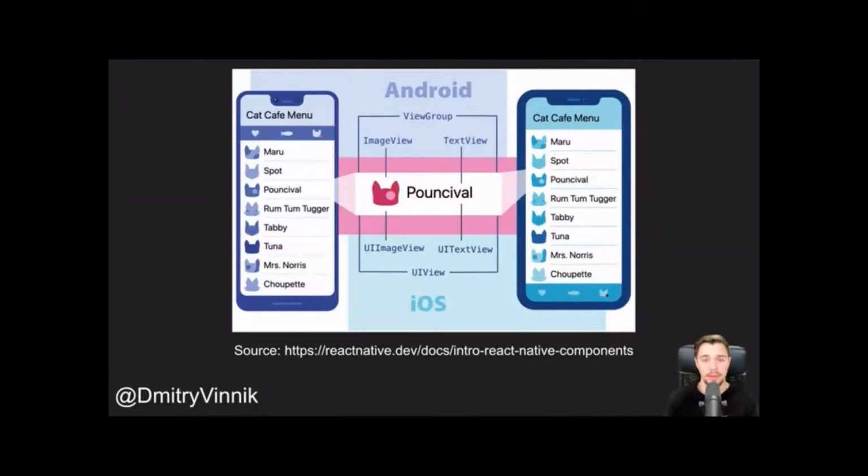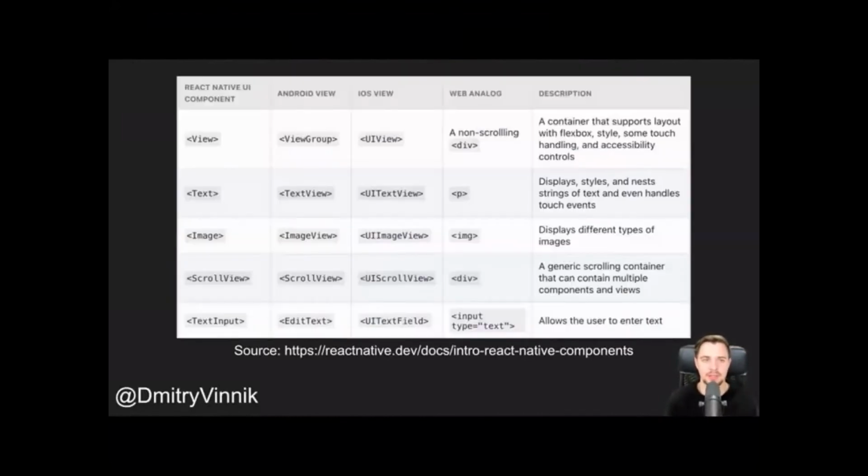Basically, you only write Text, you only write Image, and then it gets converted into the native components for the individual operating system, Android or iOS. To give a better explanation, here is a table from the same web page. The React Native core component called View is called ViewGroup on Android or UIView on iOS. Text for React Native is TextView for Android, UITextView for iOS, and there's even a web analog if you want to compare to the web as well.